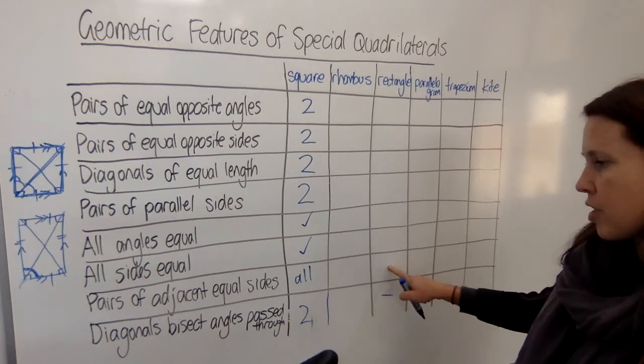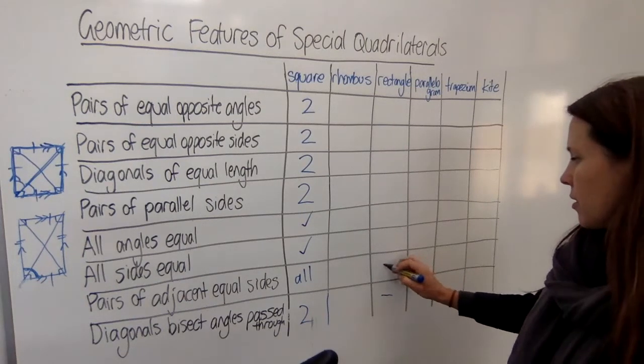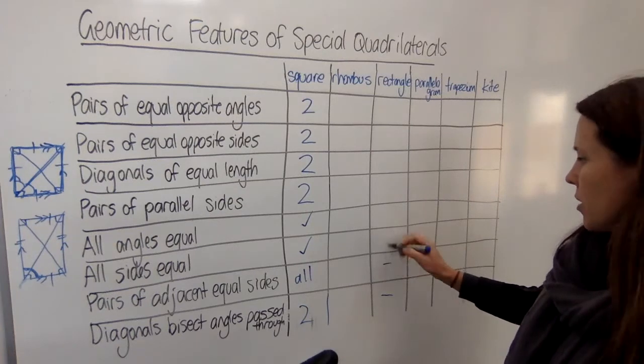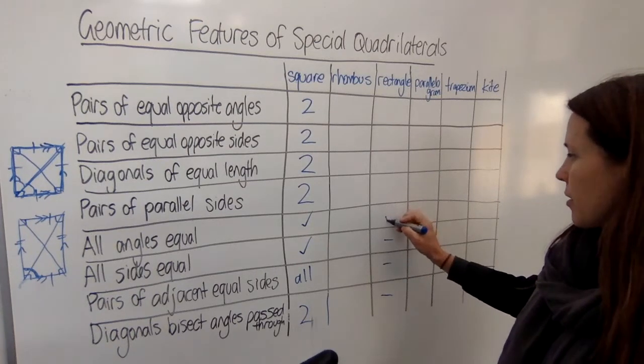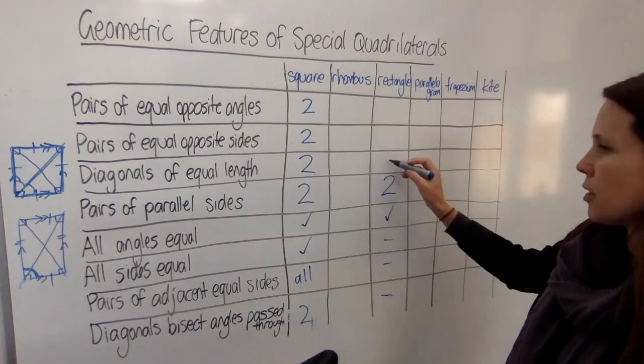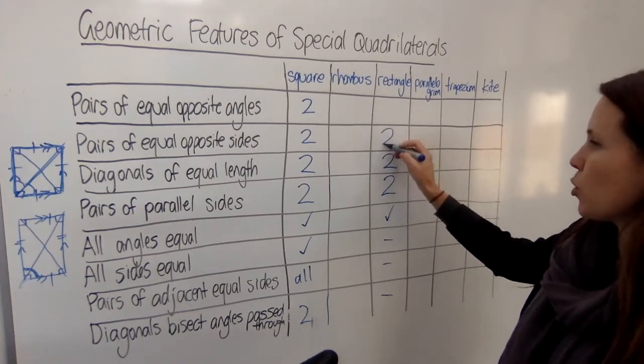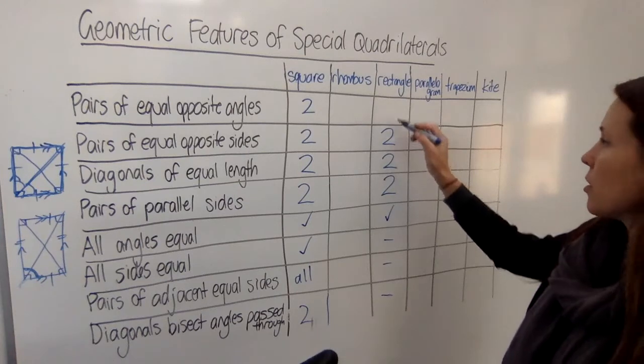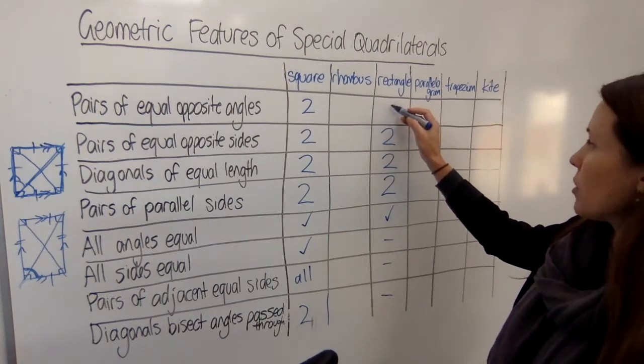Other than that, pairs of adjacent equal sides, no, it has none. All sides equal, no. All angles equal, yes. Pairs of parallel sides, it has two. Diagonals of equal length, two. Two pairs of equal opposite sides, and two pairs of equal opposite angles.